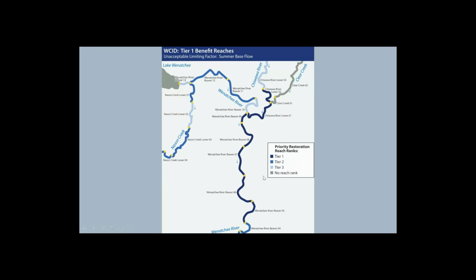Those are all Tier 1 reaches, and they all have an unacceptable limiting factor of summer base flow. Here's Clear Creek, not ranked. The removal of the diversion there would benefit Clear Creek 01. So I'm just pointing out that our project aligns, frankly, perfectly with the reach restoration ranks and with addressing the primary limiting factor of summer base flow.